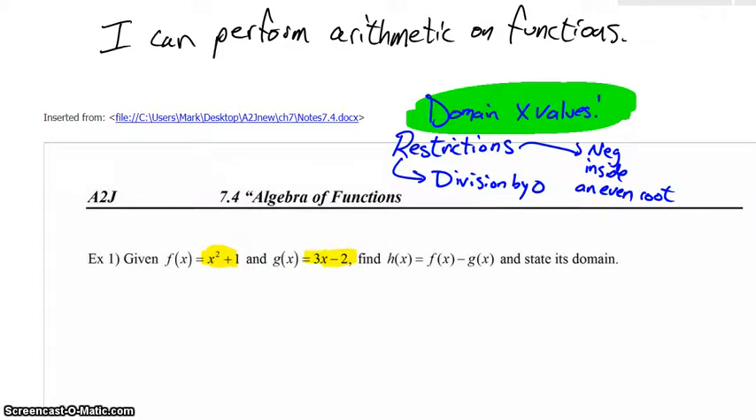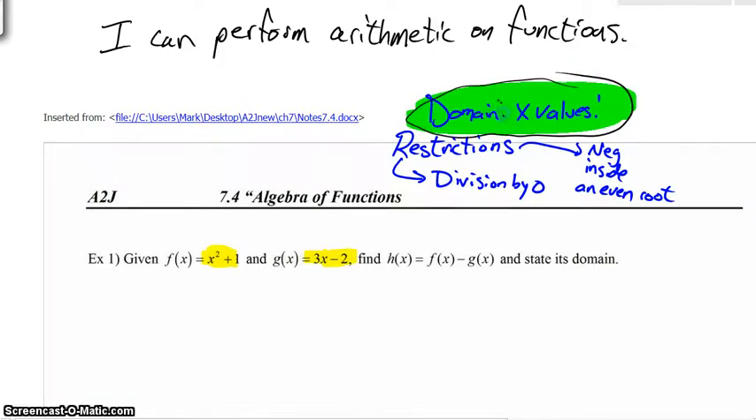Lesson 7.4 in Algebra 2. We'll be looking at algebra functions, really focusing on performing arithmetic on functions, as you can see in our learning target up above. So we'll be adding, subtracting, multiplying, and dividing functions together, but we're also going to be asked to find domain. You can see I've highlighted in green up here.